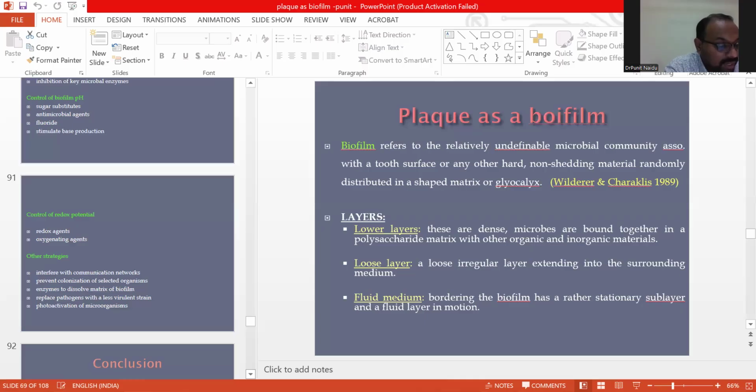Periimplantitis is a pathological condition in tissues around implants, characterized by inflammation in the periimplant mucosa and progressive loss of supporting bone. The organisms involved are P. gingivalis, T. denticola, and T. forsythia. Additionally, P. intermedia and C. rectus are also involved.